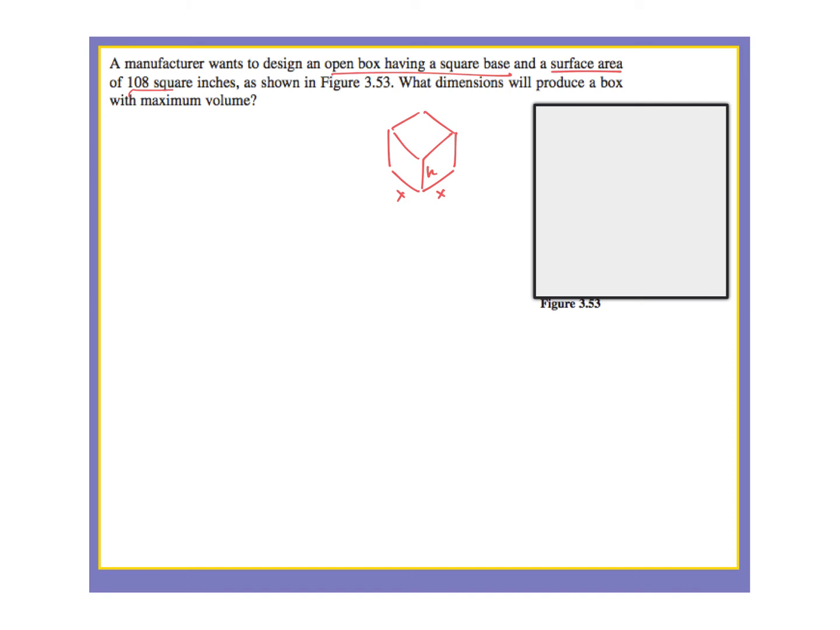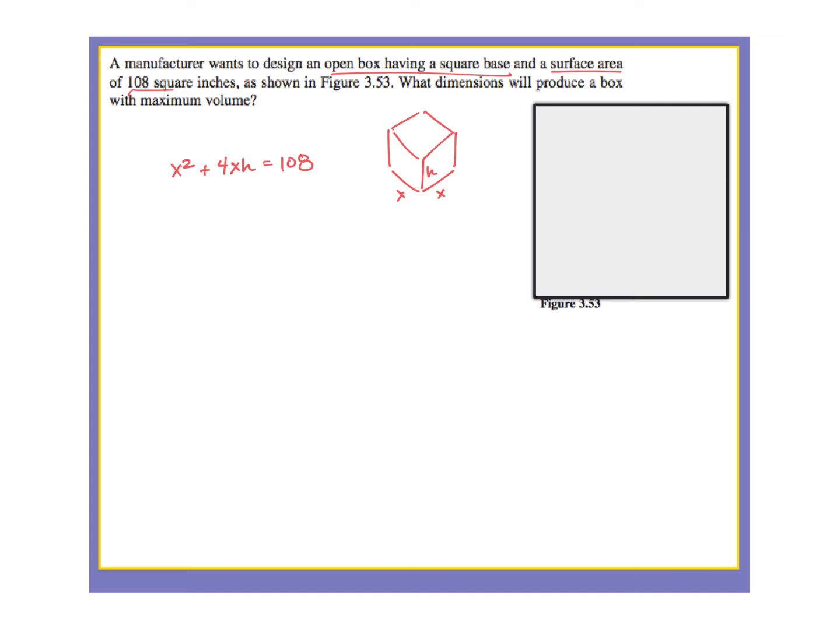So I have x squared, then plus, what would be all of my sides? One of my sides would be x times what? h, right? And how many sides do I have? 4. So what would the surface area of the sides be? 4 times xh, right? Because I have xh, xh, and so forth. And that's equal to what? 108. All right, that's equal to 108.